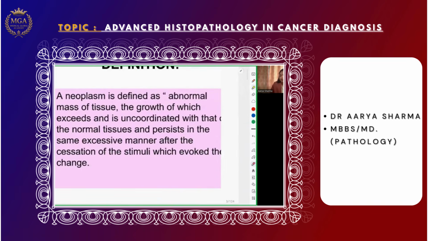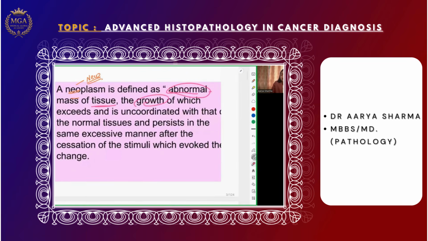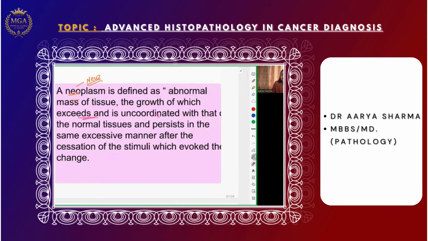Now, the very first thing is the definition. What is a neoplasm? A neoplasm is basically an abnormal mass of tissue, right? The term is only saying neo. What is neo? Neo means something is new. So, what is new? This new is an abnormal mass of tissue, a growth which exceeds in an uncontrolled or uncoordinated manner with the normal tissues. Like you have the normal tissues, right?